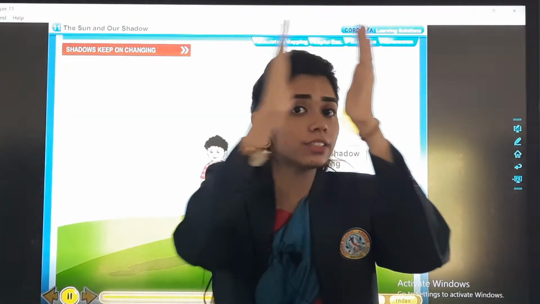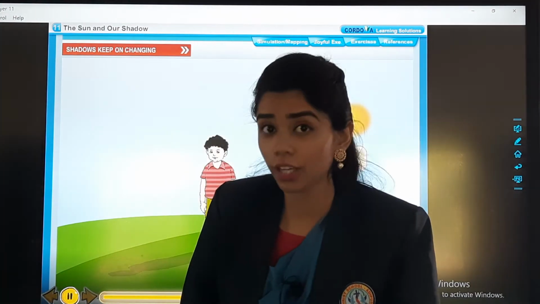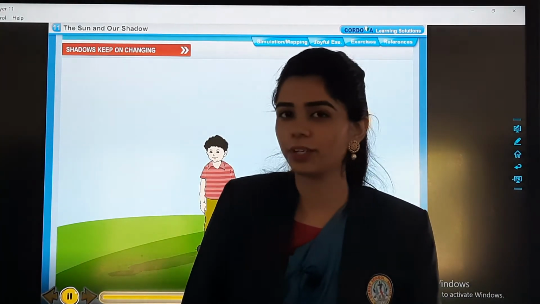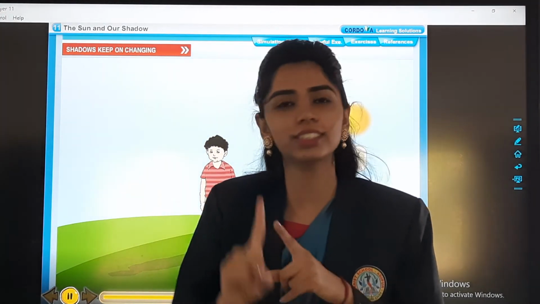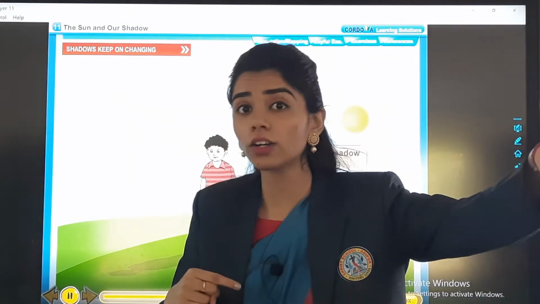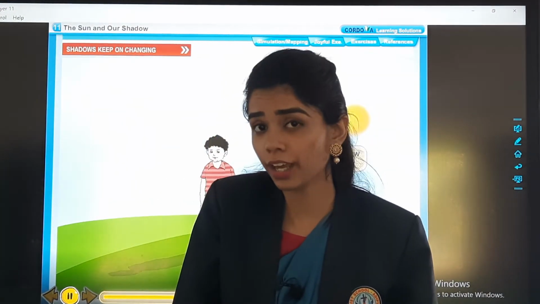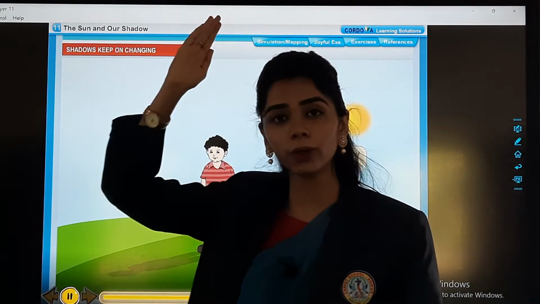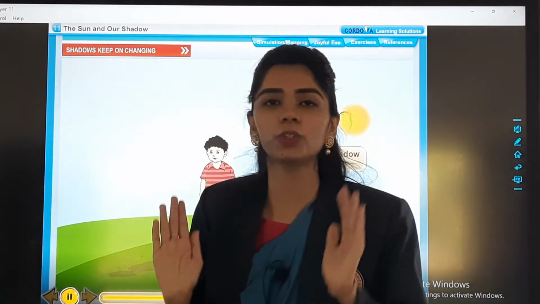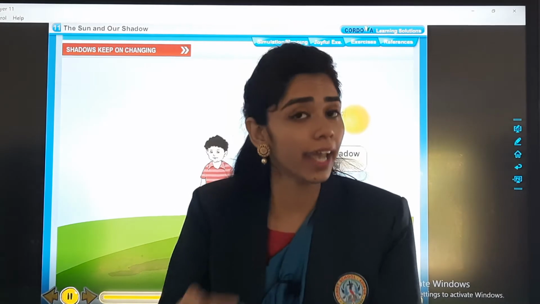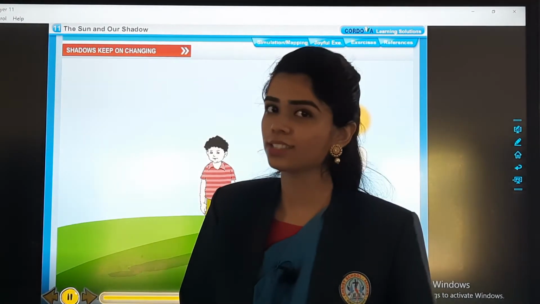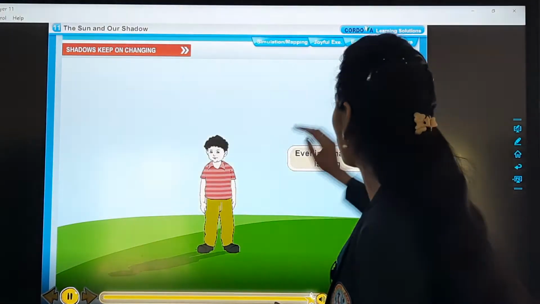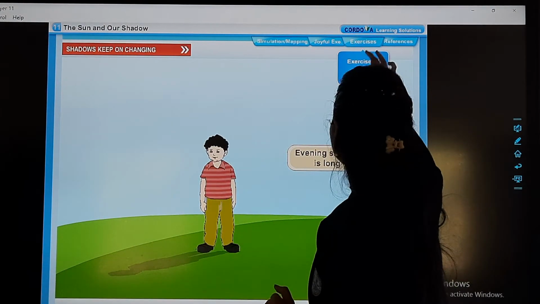As the sun moves, the size of the shadow keeps on changing accordingly. So once again we will revise. In the morning it is long. Then during midday, when the sun is at the top of our head, right at the top, the shadow becomes short. And again in the evening it is long. Is it clear, students? Okay, so now we will do some exercise.